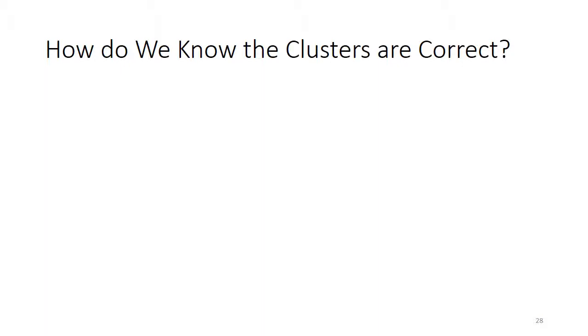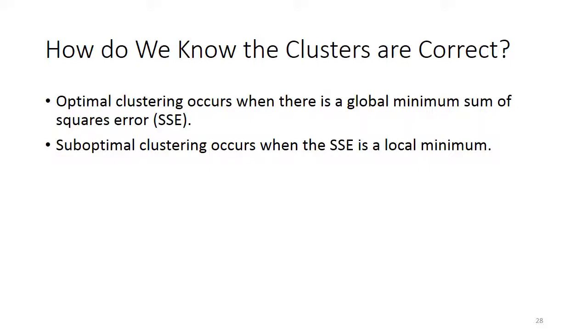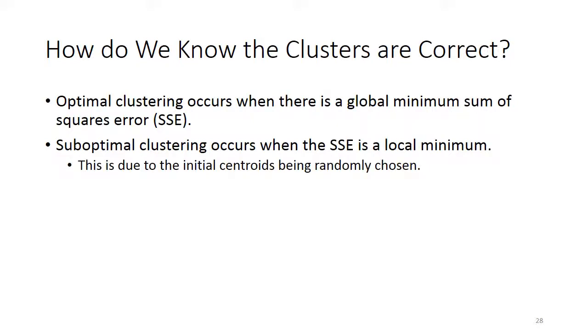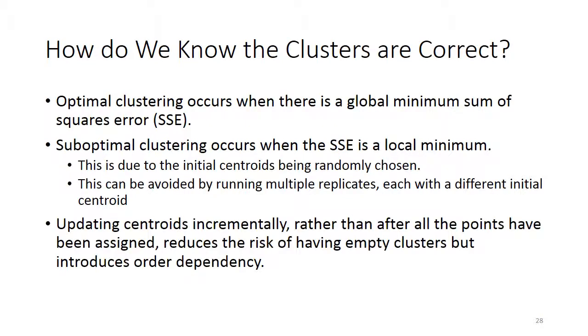So how do we know that the clusters are right? Well, we know that optimal clustering occurs when there is a global minimum sum of squares error, and suboptimal clustering occurs when we reach a local minimum. This is often due to the initial centroids being randomly chosen and can be avoided by running multiple replicates, each with a different initial centroid. We can also update our centroids incrementally rather than after all the points have been assigned, which reduces the risk of having an empty cluster, but introduces order dependence.